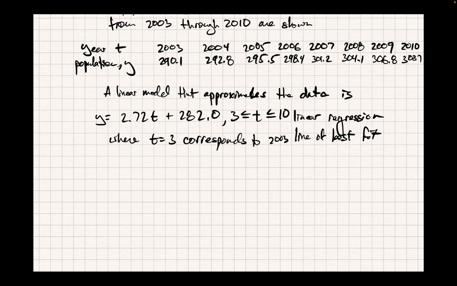And when you're doing these models, you could do t equals 0 corresponds to 2003. It might be convenient to remember that t equals 3 is 2003 because it's the same last digit, but there's no requirement for that. It might just be convenient to do it that way. So the problem might say plot the actual data and the model on the same set of coordinates.